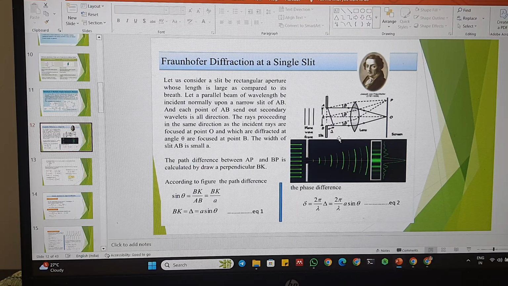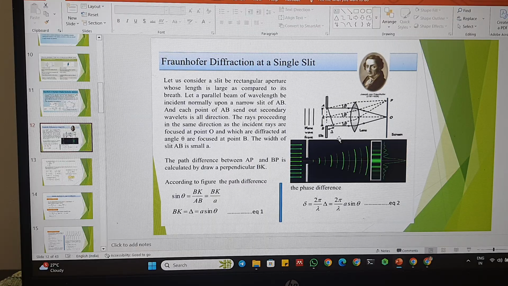We already discussed there are two types of diffraction: one is Fraunhofer diffraction and the second one is Fresnel diffraction. In Fresnel diffraction we don't use the lens. In Fraunhofer diffraction we will use the lens. So before going to the class we can see a small video of diffraction.